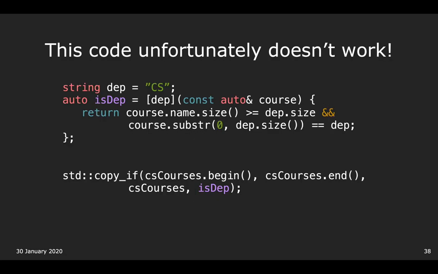Okay, another one is called copy_if. What copy_if does is it looks at a range and copies all the elements that satisfy a predicate into another container. So you might think to do something like this: csCourses.begin, csCourses.end. I want to put it into a new vector called csCourses, and then put the predicate there so it copies all the ones that return true.